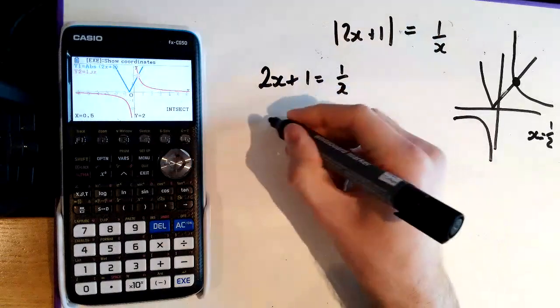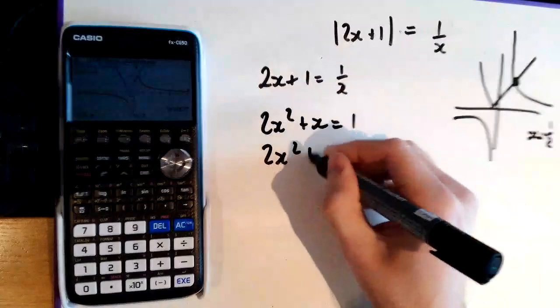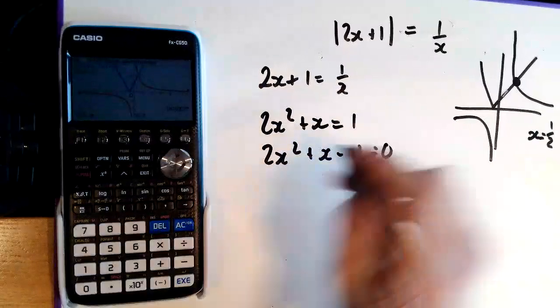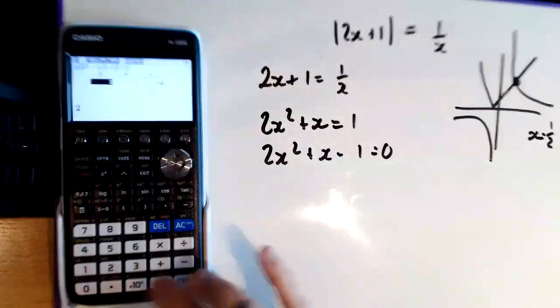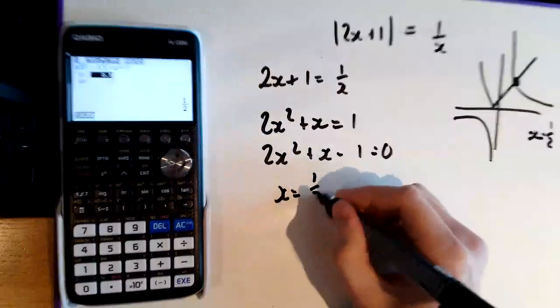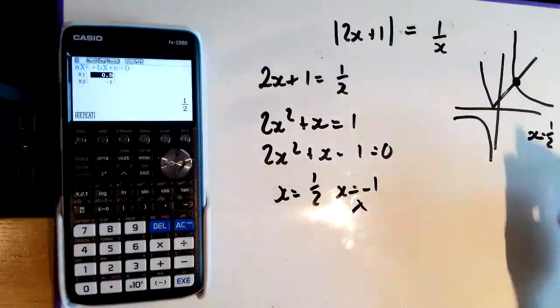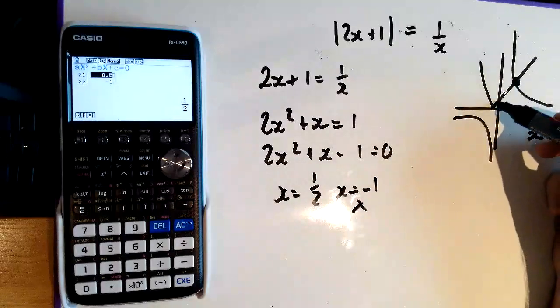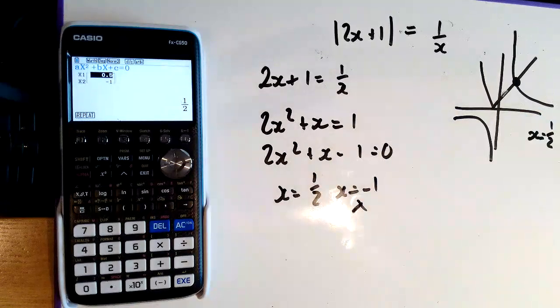So times both sides by x, so 2x squared add x equals 1, take away 1, and then solve it. So 2, 1, minus 1, we get x is a half, and x equals minus 1. And the reason we cross out minus 1 is because if you imagine this line carrying on going down, it will be here where minus 1 is. Okay, next one.